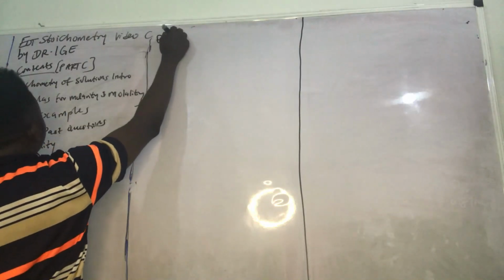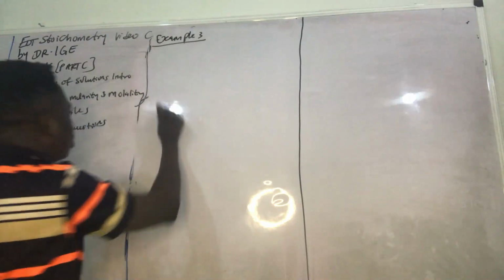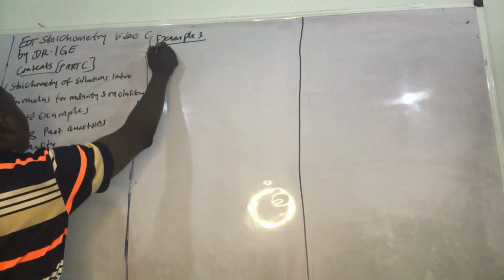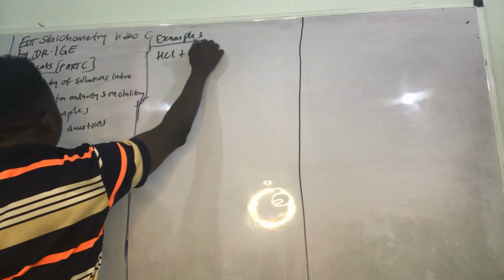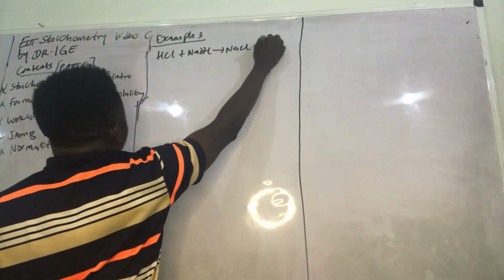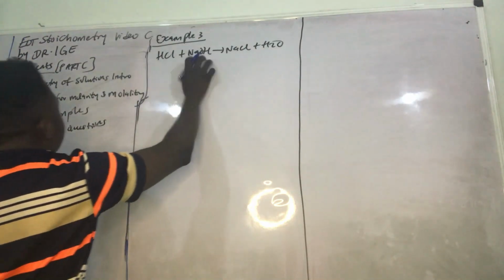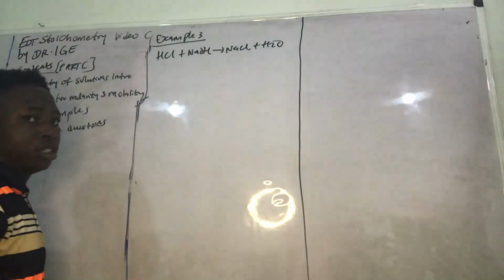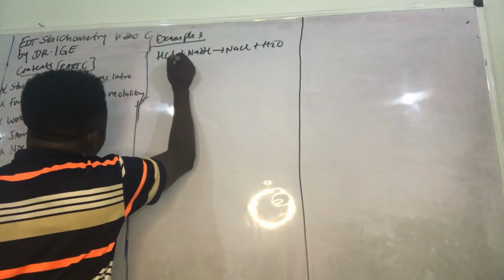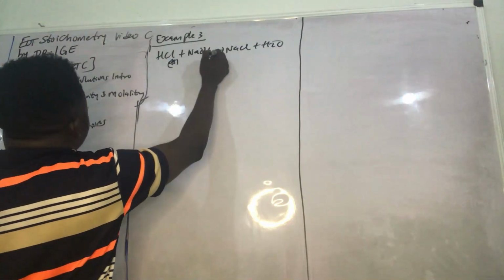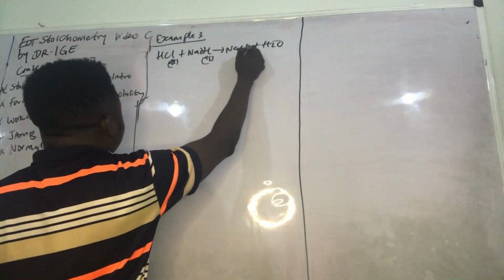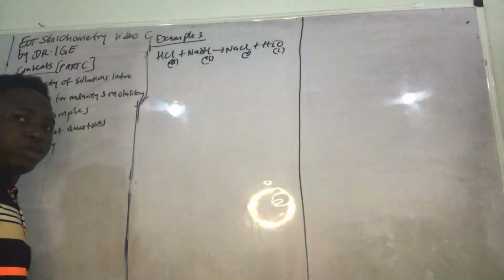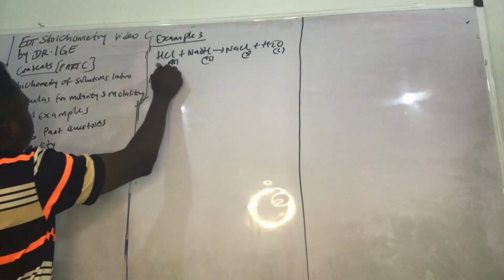So let's go, example 3 now. Let me put the question. Let me drop an equation. Let's say HCl plus NaOH gives sodium chloride plus H2O. Let me balance: 1 here, 1 here, 1 here, 1 here. It's balanced already. Let me put their states. Let's say this was aqueous, this was aqueous, this is solid, and this is what? Liquid. You get.